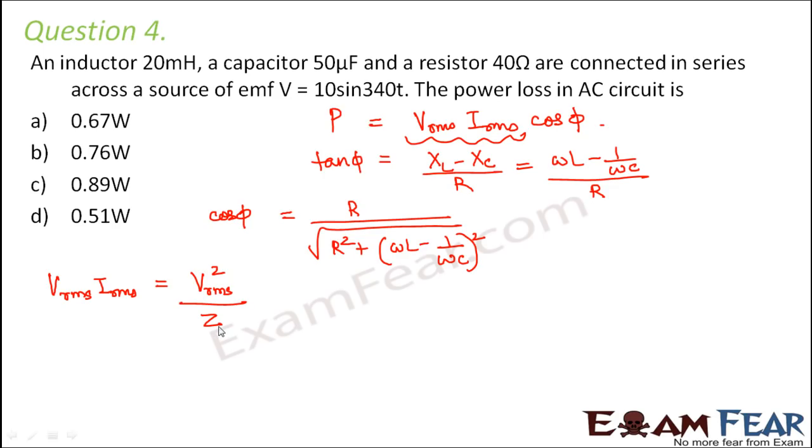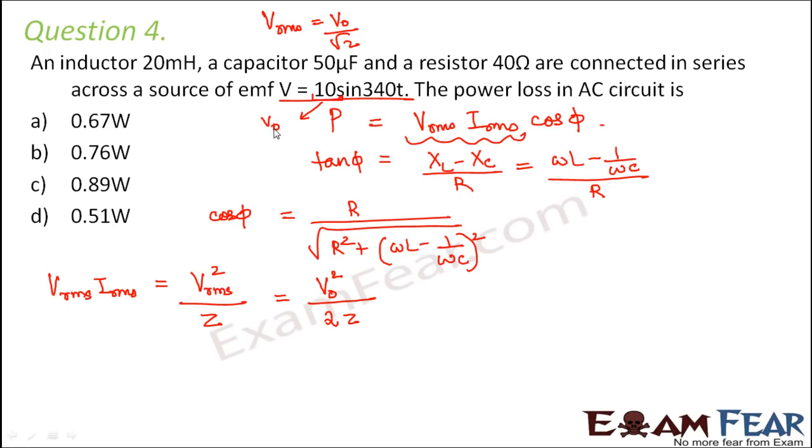So now VRMS, how is VRMS related to V naught, that is the peak value? We have learned that VRMS is equal to V naught divided by root 2. So here we can write V naught square divided by root 2 square, which is 2, this into Z. Right? Now, do we know the value of V naught? Yes, we know that, because here it is given V is equal to 10 sine 340t. So this 10 is nothing but V naught, right?